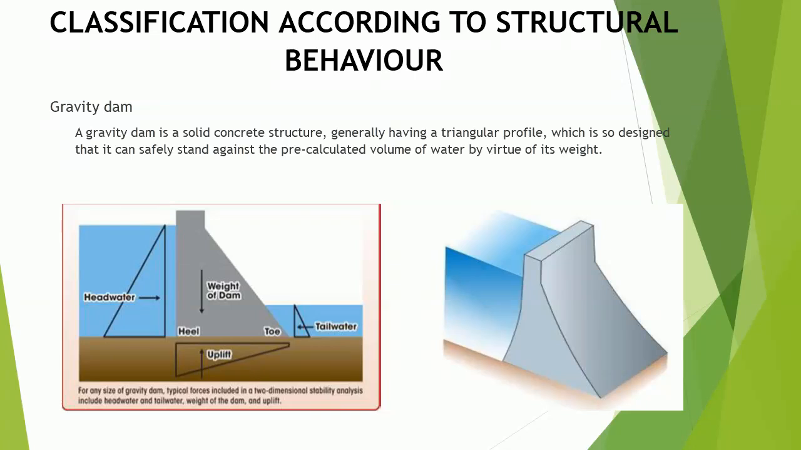Classification according to structural behavior. First type of dam based on structural behavior is gravity dam. A gravity dam is a solid concrete structure, generally having a triangular profile, which is so designed that it can safely stand against the pre-calculated volume of water by virtue of its weight.